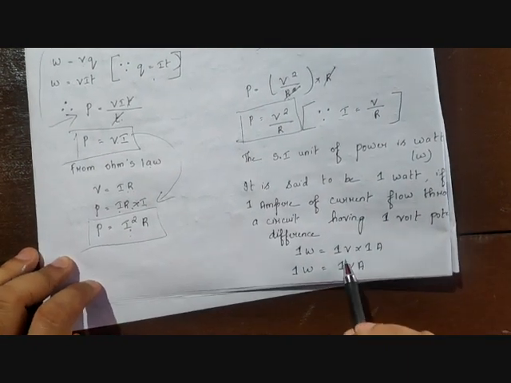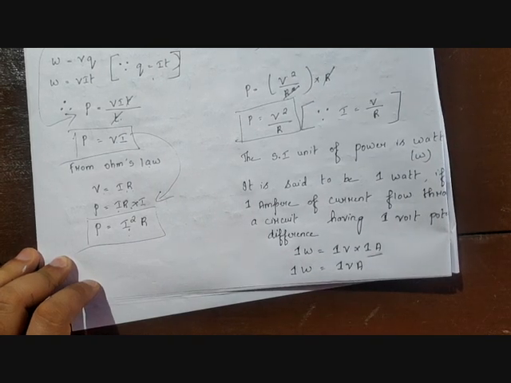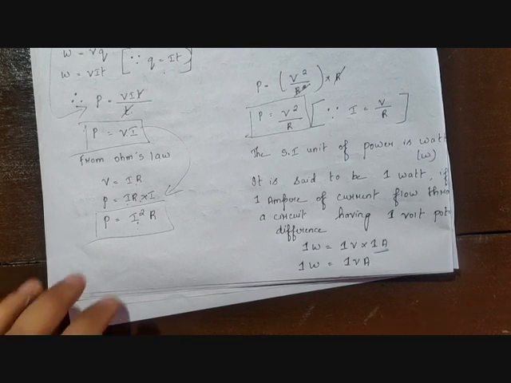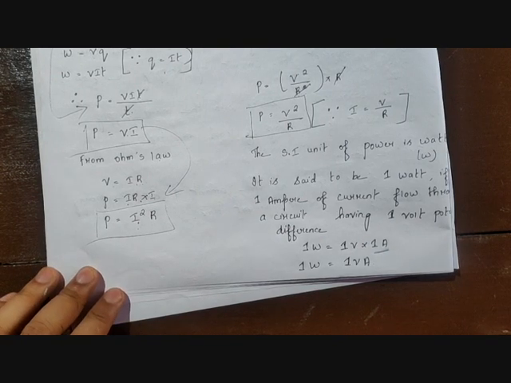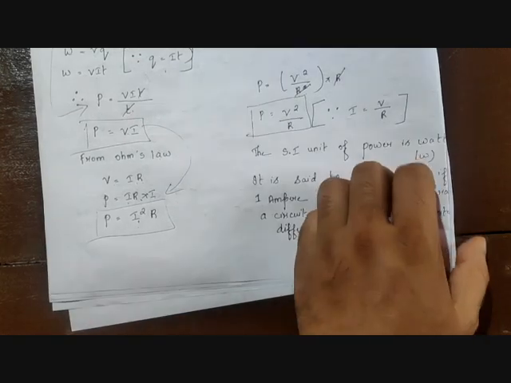1 watt means when 1 volt of potential difference is applied and 1 ampere current flows. Clear? So that's called what? Your 1 watt. Is it clear? Again I repeat, when 1 volt is applied and 1 ampere current flows, it is called 1 watt. Clear?